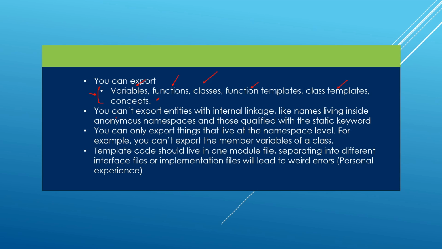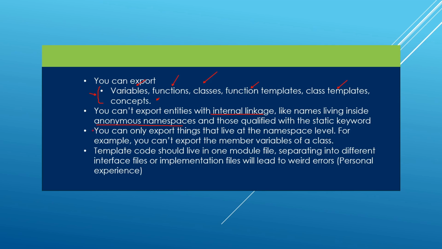You can't export entities with internal linkage. And when we talk about internal linkage, think about the static keyword that we have seen earlier in the course. Think about anonymous namespaces. These are things that allow you to constrain things inside a translation unit. And if something is constrained to live inside a translation unit, you really have no business exporting it. If you do that, you will get a bunch of compiler errors.